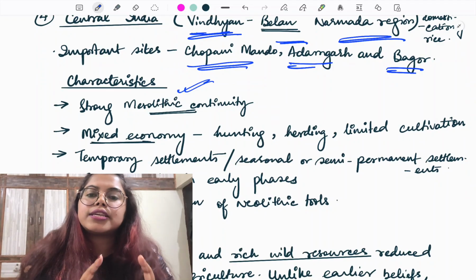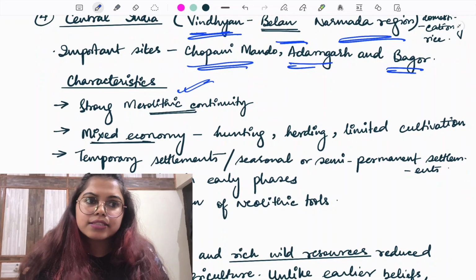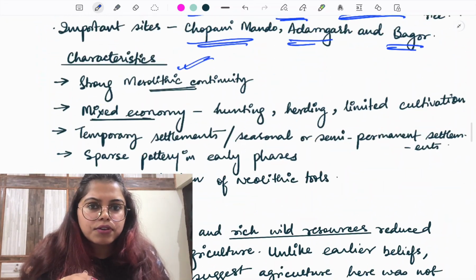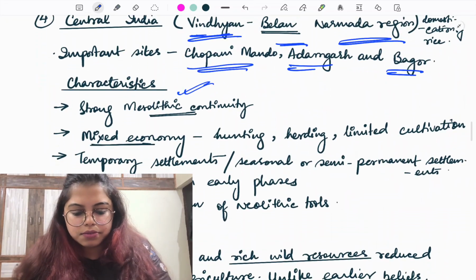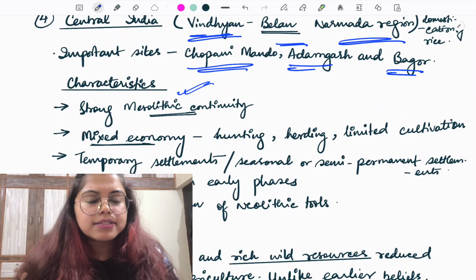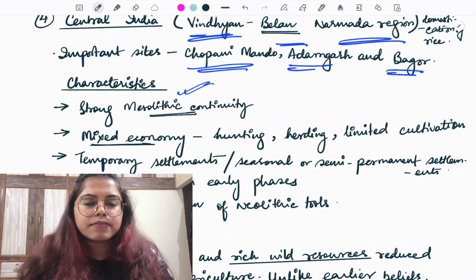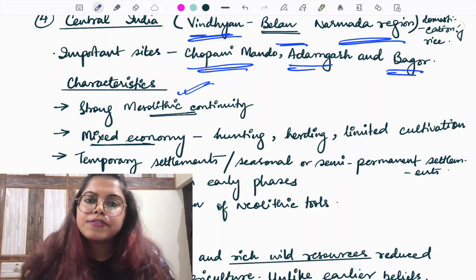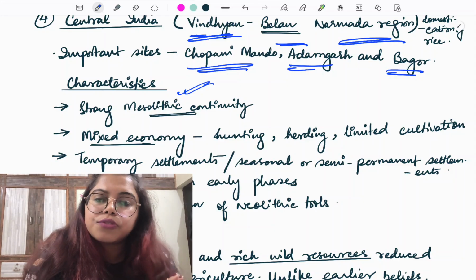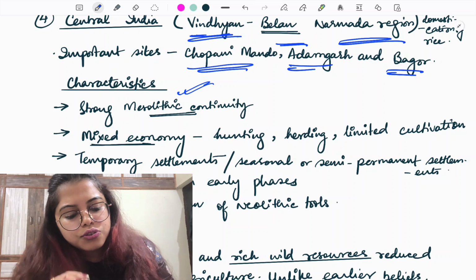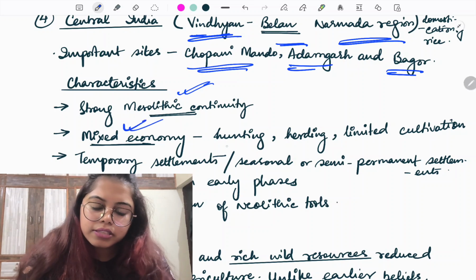Why? Because even this area is very fertile area. Fertile area in the sense there are lots of forests. There is availability of natural resources. There is availability of wild animals here. So definitely hunting gathering tendencies will continue for a long period of time. So strong Mesolithic continuity even in the Neolithic period.